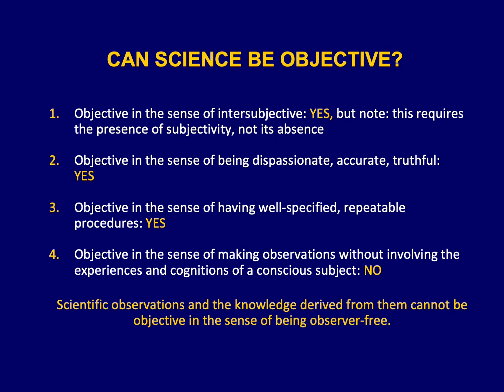So at this point, we can draw some conclusions. Can science be objective? Well, it can be objective in the sense of being intersubjective. But note that requires the presence of subjectivity, not its absence. It can also, of course, be objective in the sense of being dispassionate, accurate, truthful, and so on. And it is also important in science to have well-specified, repeatable procedures. So there are three senses of legitimate objectivity according to this analysis. But it can't be objective in the sense of making observations that don't in some way involve the experiences and cognitions of a conscious subject. So scientific observations and the knowledge derived from them cannot be objective in the sense of being observer-free.